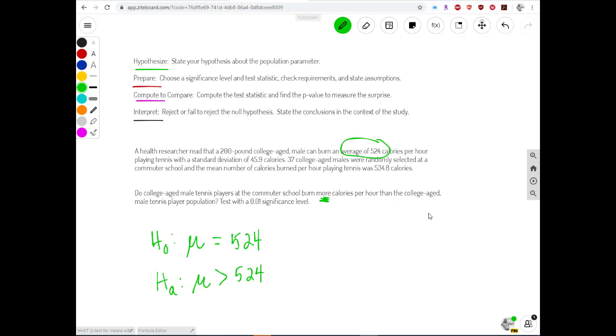Now we're to the prepare stage. So I'm going to go ahead and change colors of my pen because I'm going to do prepare in red. Notice I keep picking the same colors. I'm hoping this will help. And we're going to go ahead and start preparing for our test.